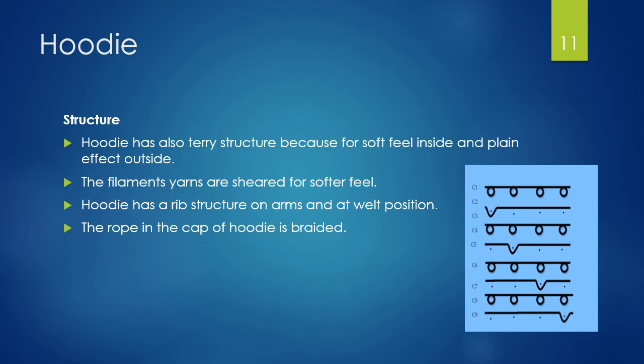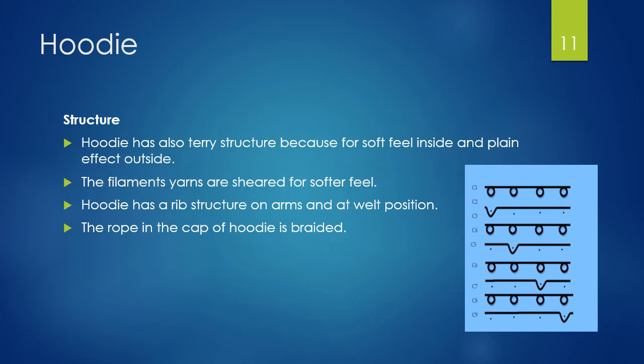Basically the hoodie is also a terry structure, for a soft feel inside and a plain effect outside. As you know, terry towel is very soft because the yarns inside the hoodie are sheared for softness and good feel, and for the soft feel we shear the yarns inside the fabric, and the outside is a very clean and plain structure effect.